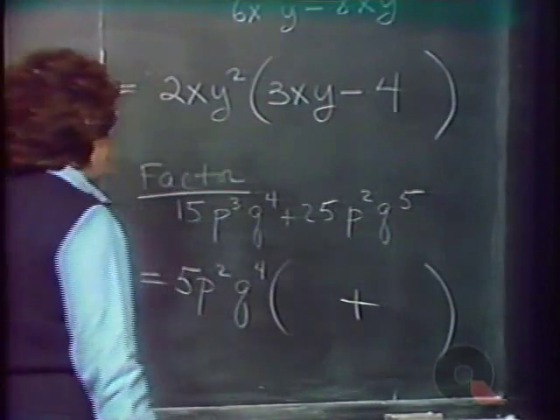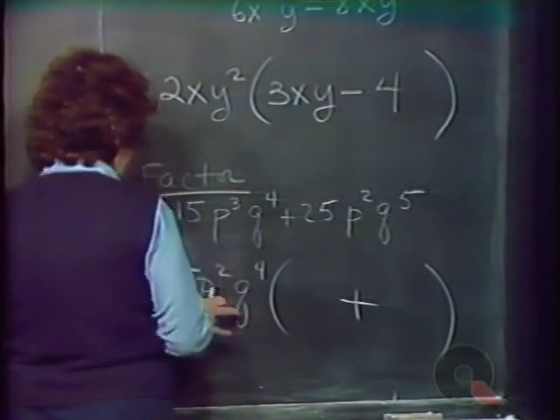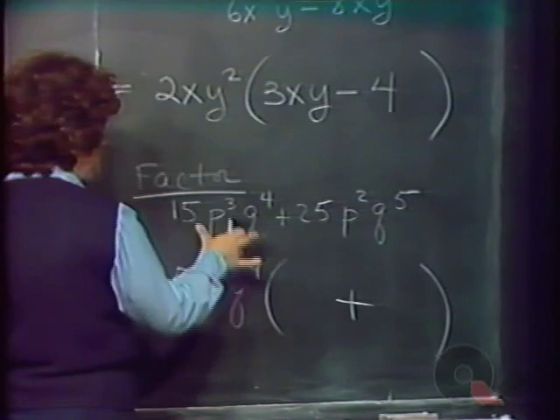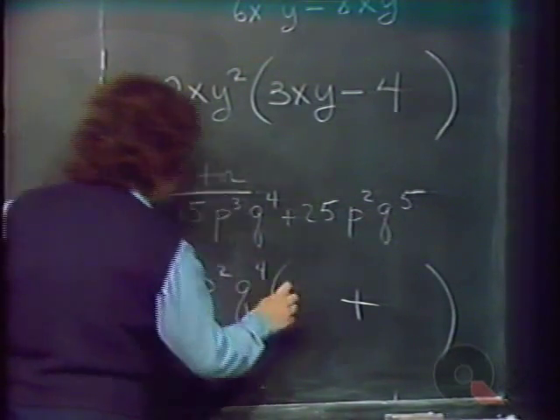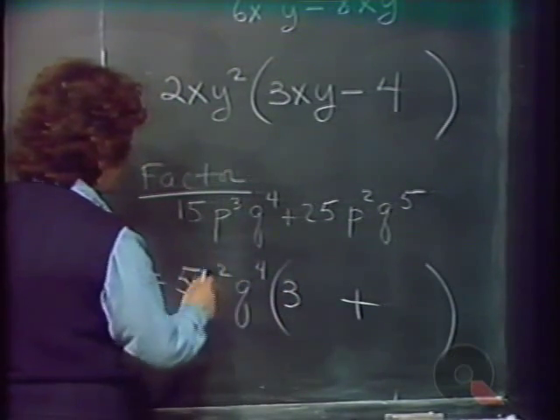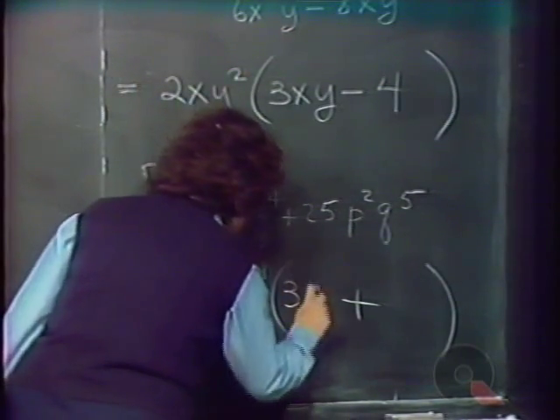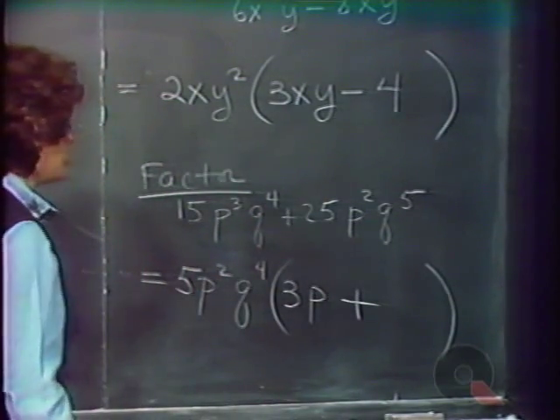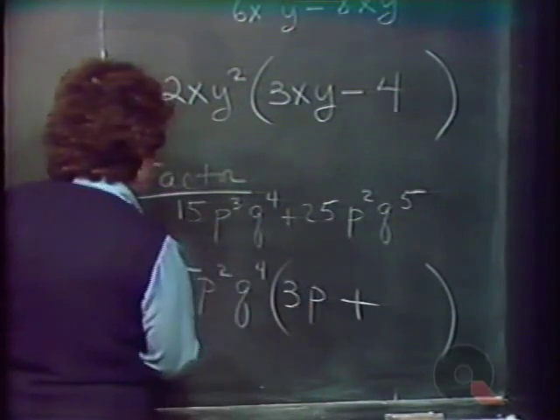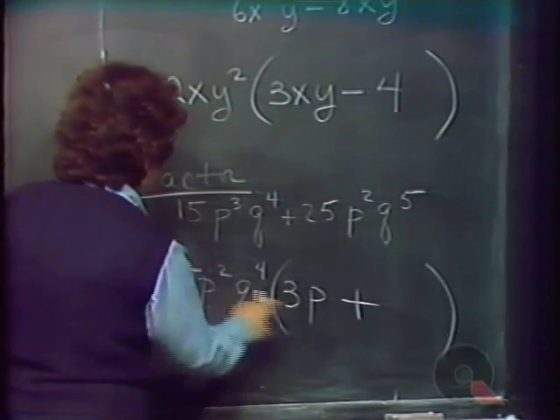And let's see what we're left with. What do we have to multiply 5p squared q to the fourth by to get 15p cubed q to the fourth? Well, to go from 5 to 15, we have to multiply by 3. To go from p squared to p cubed, we need a p. To go from q to the fourth to q to the fourth, we just need a 1. So just 3p is missing here to get the 15 p cubed q to the fourth.